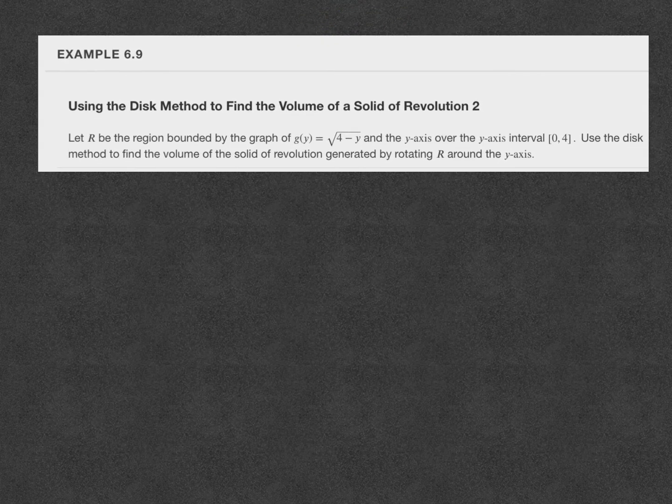And so for our example here, again, pause if you want to read it in its entirety. We have a function already written in terms of y. g of y equals the square root of 4 minus y. And I'll just draw a quick sketch of what that looks like. This is 2. This is 4 up here. And the function does one of these. It comes down like that. And we're revolving that around the y-axis.